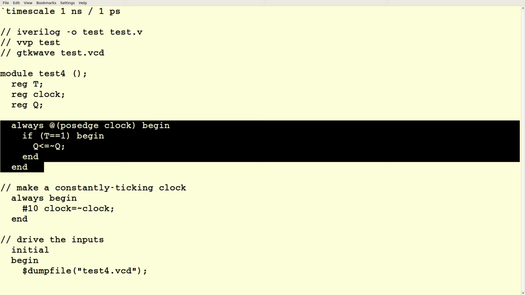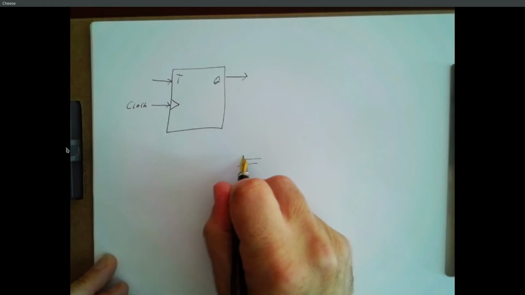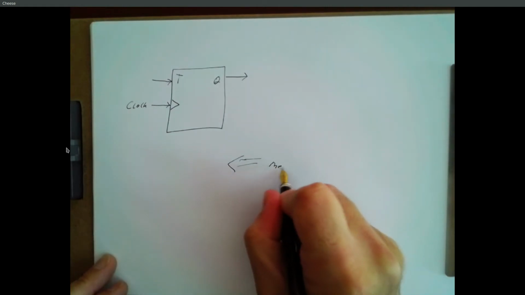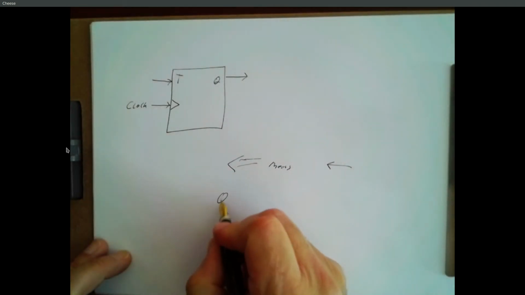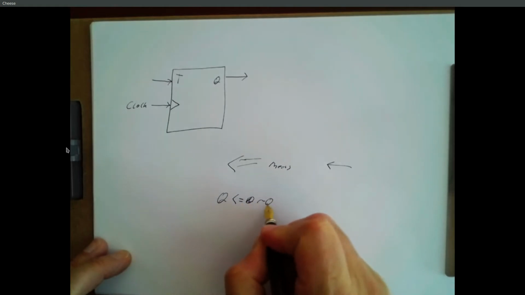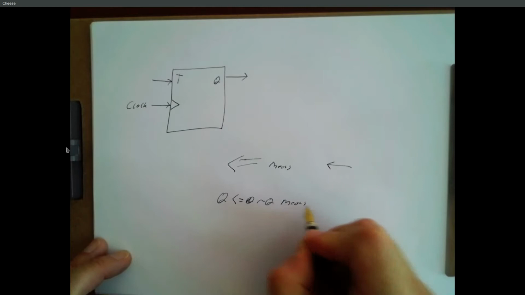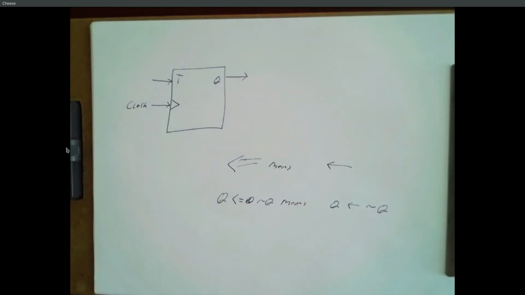Okay, and remember, for the next few minutes, this really means just an arrow. It's not a less than or equal to. It's a funny ASCII way of drawing an arrow. So this q arrow tilde q means q is assigned the value not q.